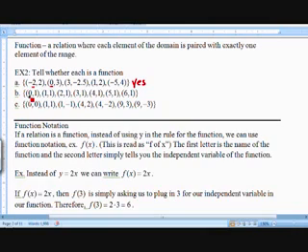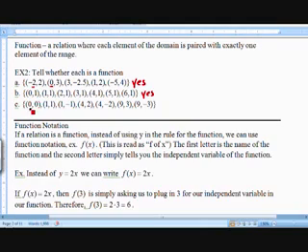Looking at the second one, again I remind you each x can only be paired with a single y. 0, we're looking down the list, 0 is only paired with 1, that's fine. 1, we look down the list, 1's only paired with 1, 2's only paired with 1, 3's only paired with 1, and the same way with 4, 5, and 6 is only paired with 1. And even though the 1 is paired with each of the different x's, that's perfectly fine, because as long as each x is only paired with a single y.